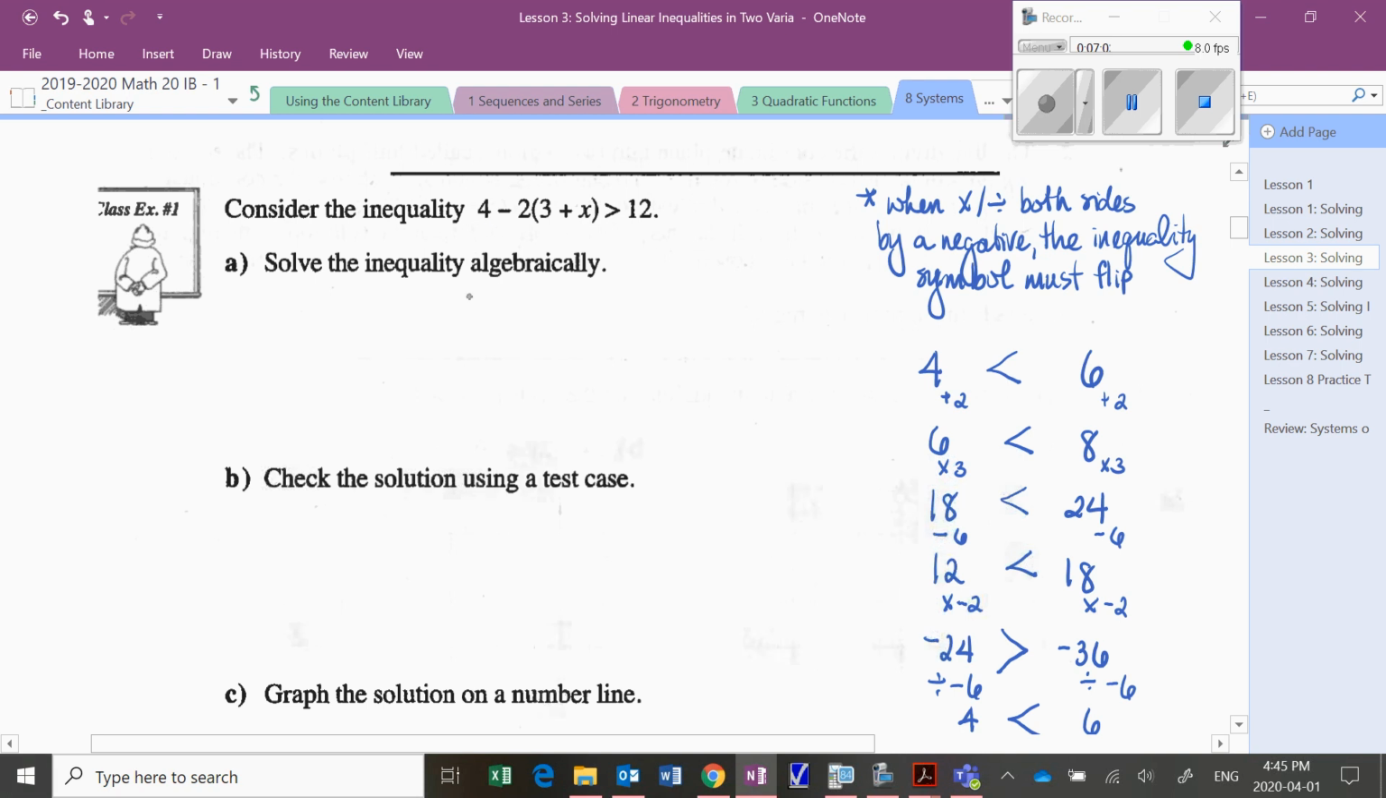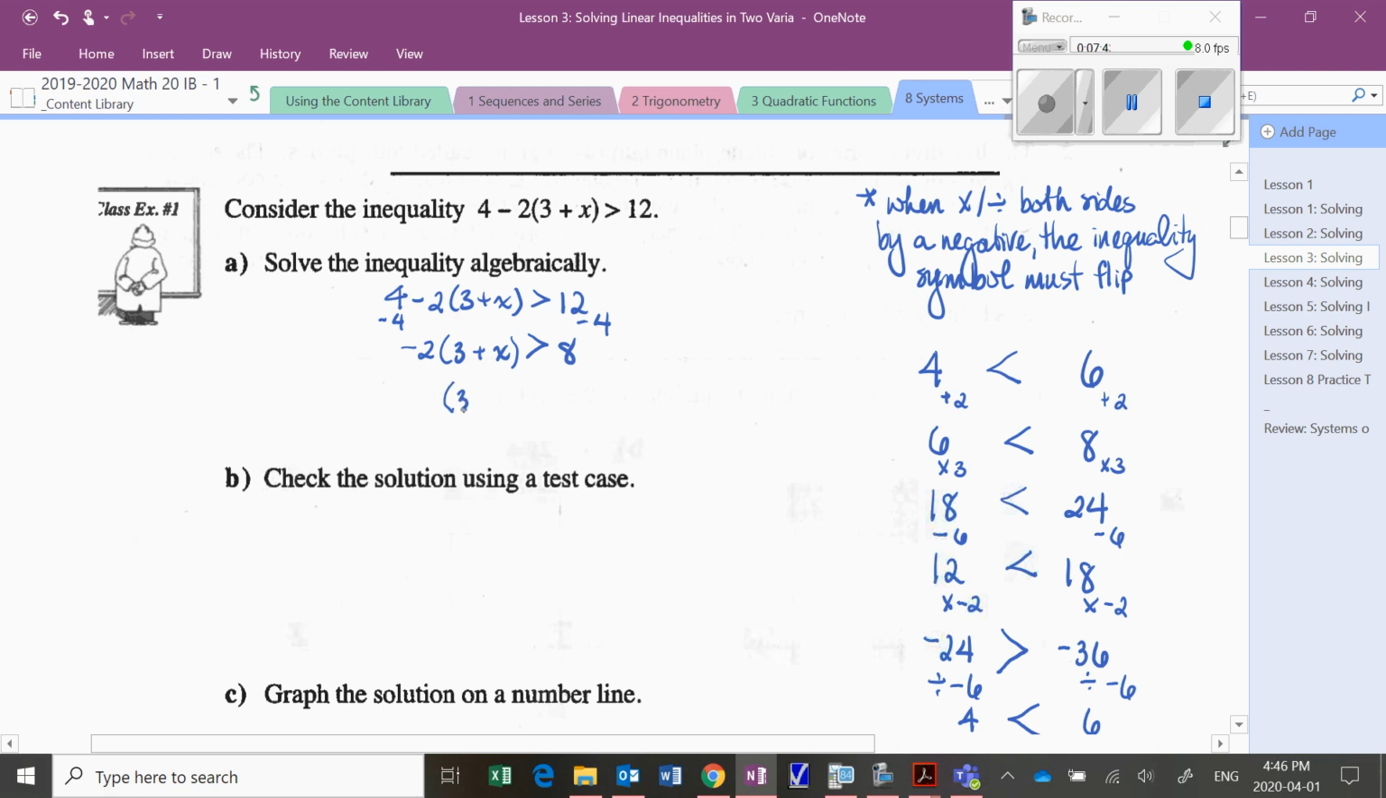So we've got 4 minus, I'll just rewrite it again, 4 minus 2 times (3 plus x) is greater than, not greater than or equal to, just greater than 12. I will start by subtracting 4 from the left side and from the right side. Now I've got negative 2 times (3 plus x) is greater than 8, and we've got two choices at this point. You could decide to distribute in the negative 2 first, or since both sides are divisible by negative 2, I can go ahead and divide both sides by negative 2.